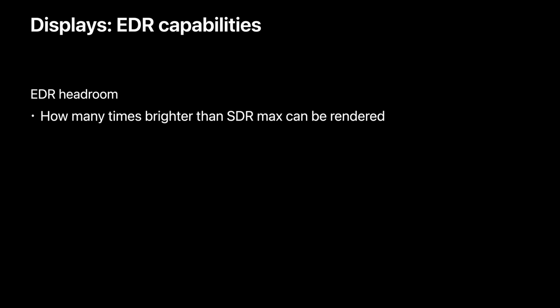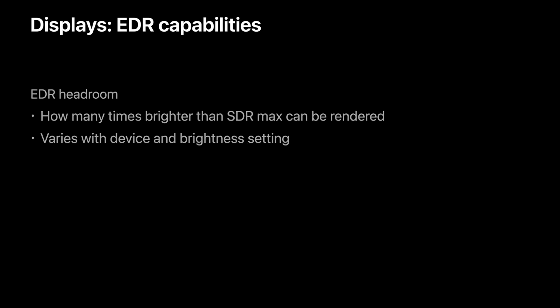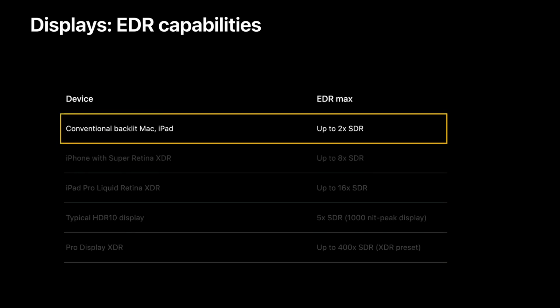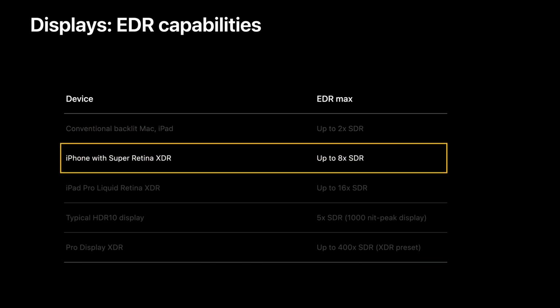EDR rendering is supported on most devices we've shipped for years now. We describe HDR capability in terms of EDR headroom, which is how many times brighter than the conventional maximum SDR white the brightest EDR pixels can be rendered to the display. EDR headroom varies based on display capability as well as other parameters, including the current brightness slider setting. On conventional backlit displays, as found on most recent Macs and iPads, up to a very noticeable 2x SDR is available.